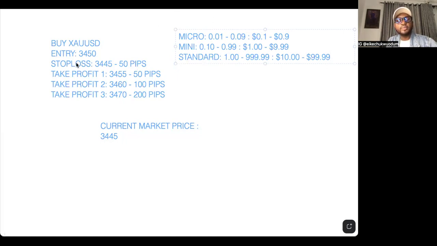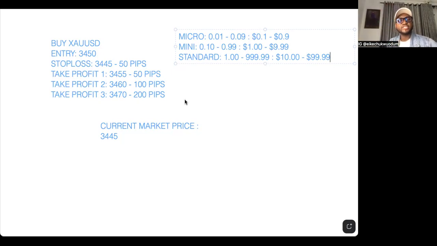So, the risk to reward ratio for the stop loss and TP2 is 1:2. If you put your TP as TP2, your risk to reward is 1:2. If you put your TP at TP3, your risk to reward is 1:4. I hope that made sense.